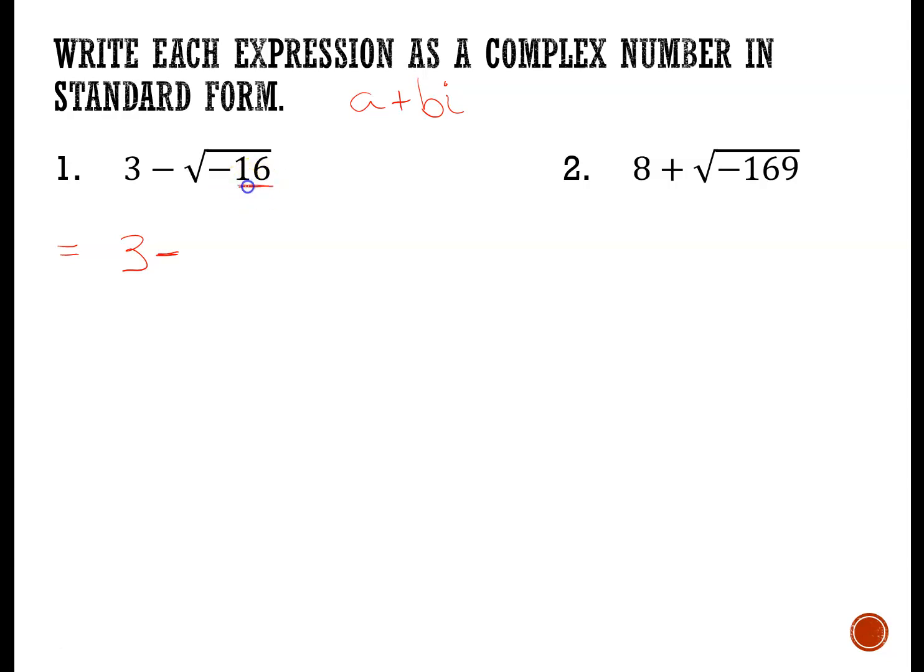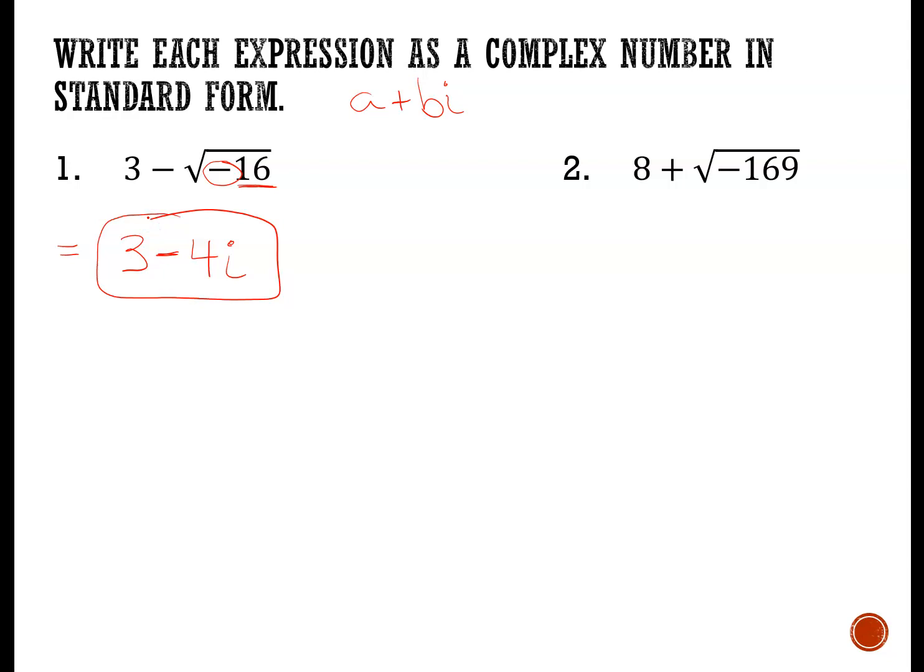So I'm going to square root the 16, which is 4. The radical comes off. And the negative here, this negative, is our I. It's really negative 1, remember, under the radical becomes the I, but the negative out front stays. Don't think of it as you're going to multiply those negatives, because that will not work.